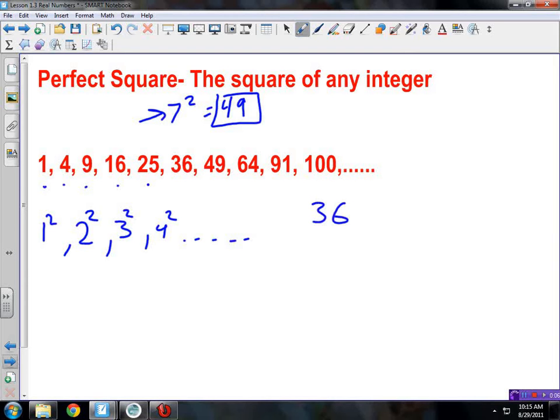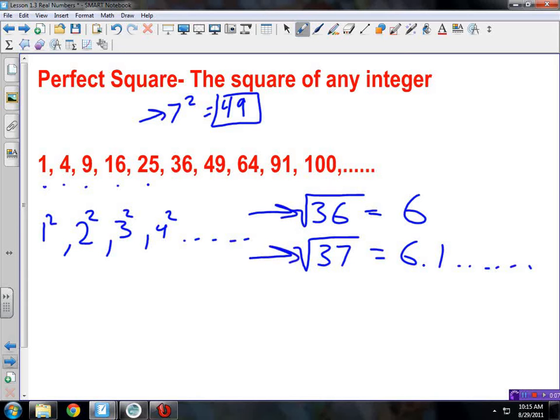36, right? If I take the square root of 36, I get what? 6. 6 is a nice looking number, right? Now, what about if I took the square root of 37? It would be like what, 6 point something, right? So maybe like 6.1 something, something, something, something, right? Is 6.1 something, something, something perfect? No, it's not a very nice looking number, but 6 is. So that's how you can tell the difference between a perfect square and one that's not a perfect square. Okay? 37 can still be a square, just can't be a perfect square.